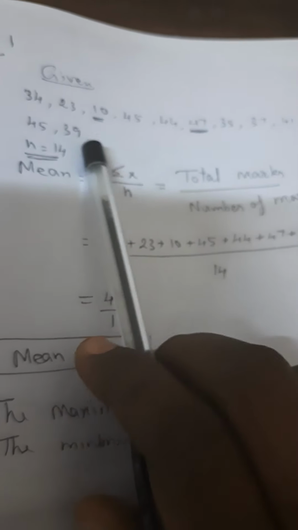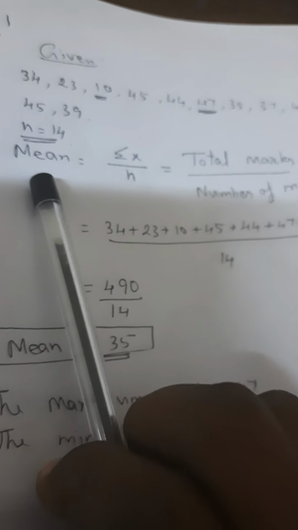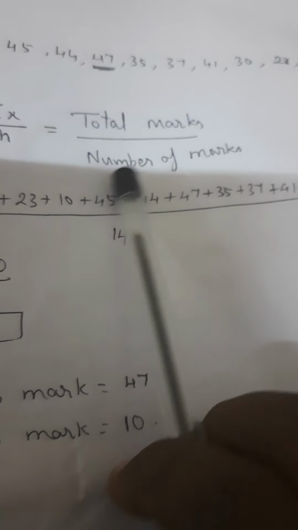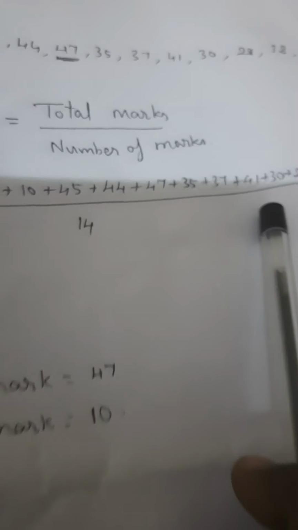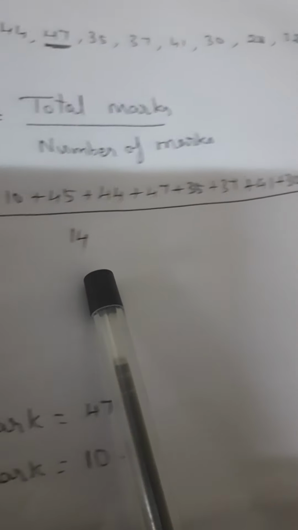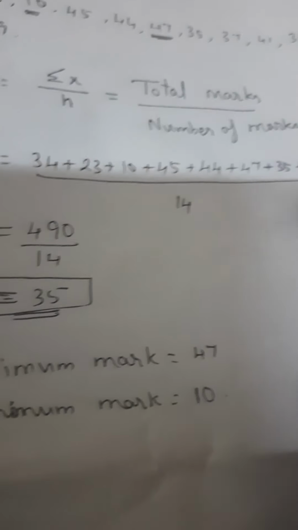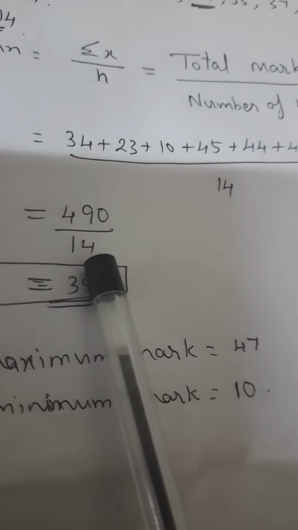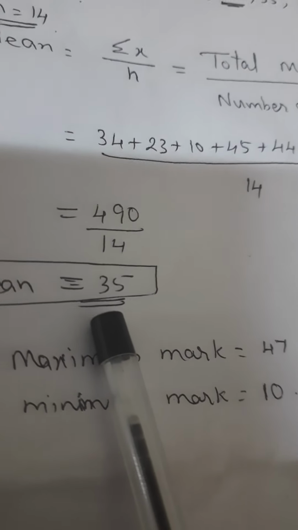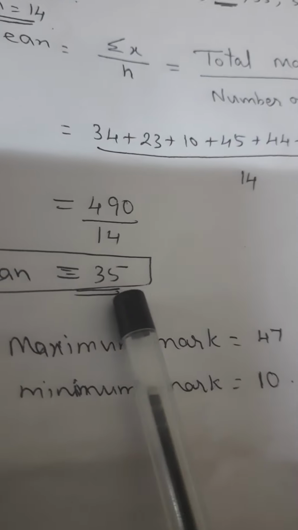Here, given the values, first write the number of data, n is equal to 14. Write the formula: mean is equal to total marks by number of marks. Therefore, write all the values using plus symbol by the number, that is 14. We add all the 14 values, we get 490 divided by 14. Divide these two, we get 35. Therefore, the mean of the given data is 35.